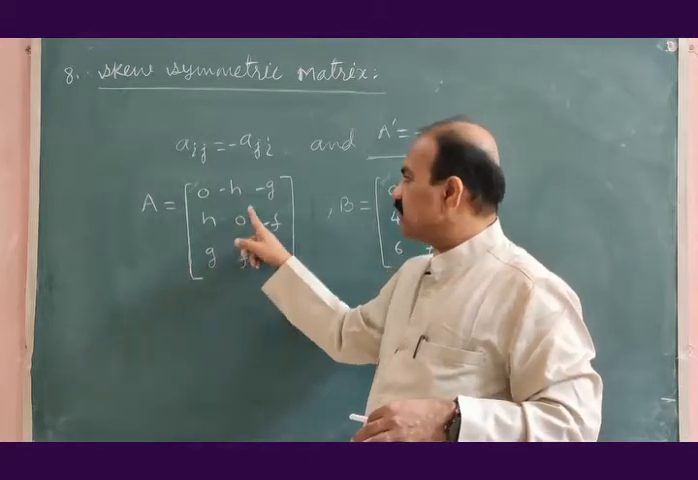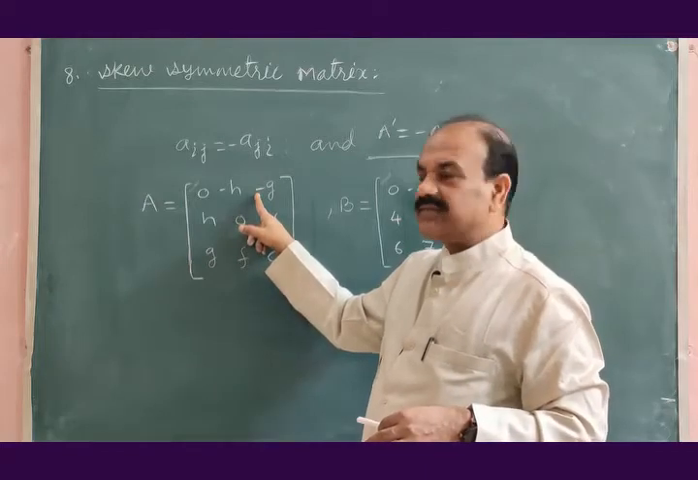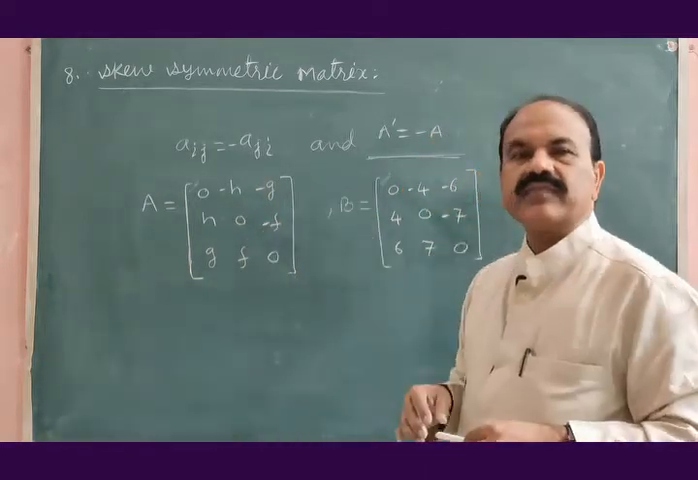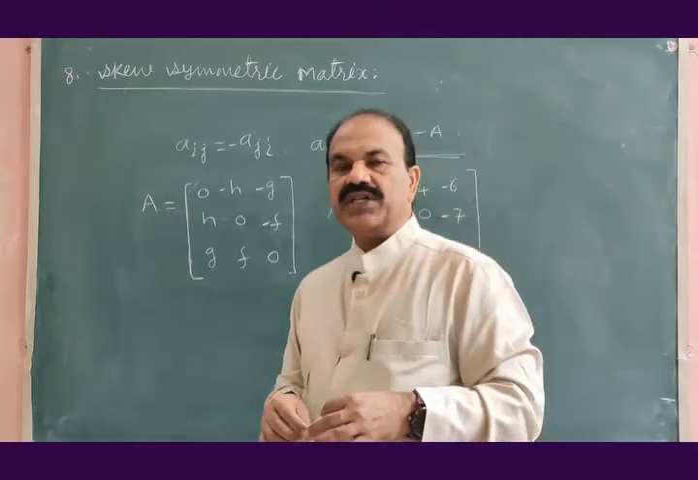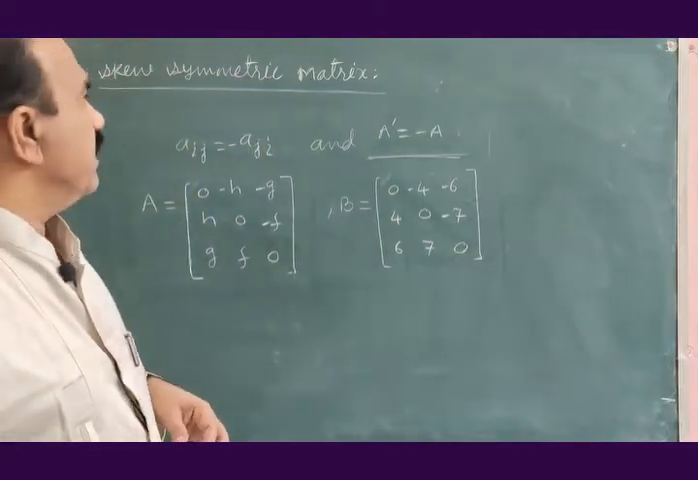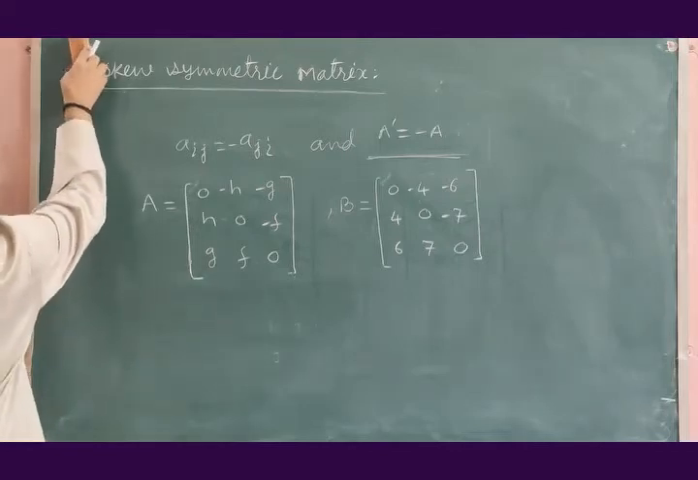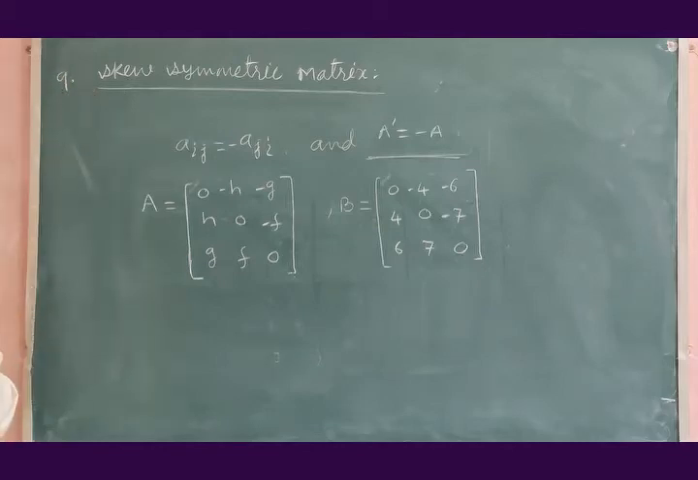A31, A13 with minus sign. Okay, and therefore such matrices are known as skew symmetric matrices. This is about the 8th category, and next one is 9.